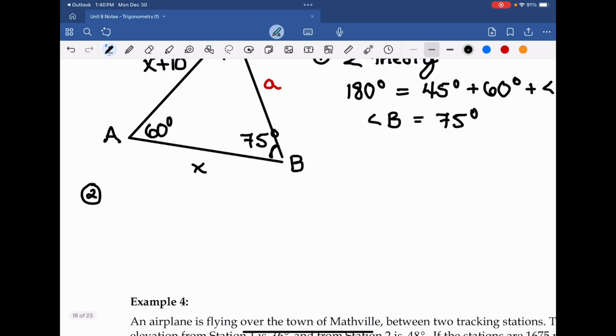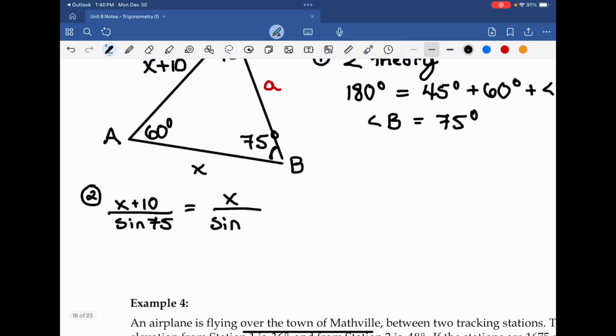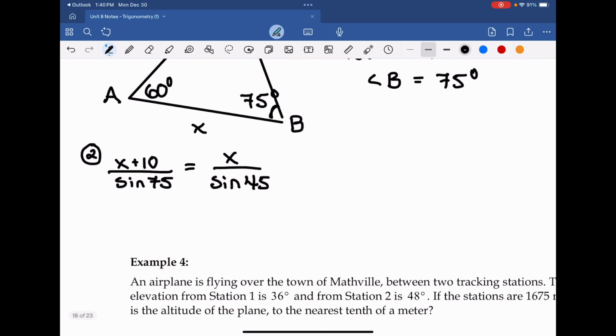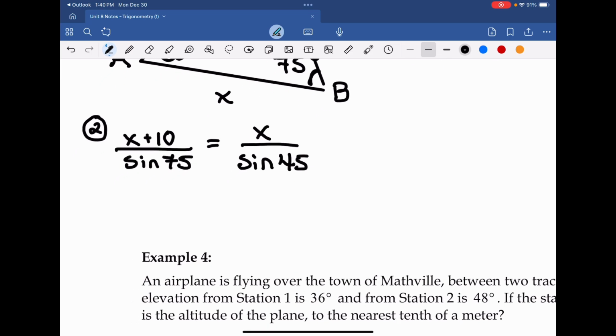So if I'm trying to solve for X, I'm going to go X plus 10 divided by sine of 75, because that's the opposite angle, is equal to X, which is the side length of C, divided by sine of that angle of C, which is 45. Perfect. Now we're going to isolate this for X by cross multiplying: sine 45 up this way, sine 75 up this way, and we're going to calculate what these values are.